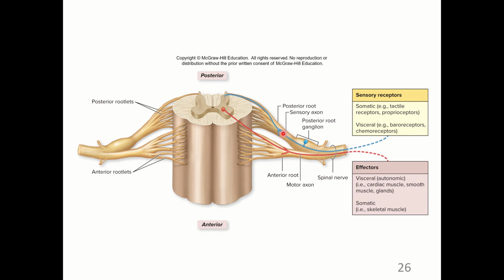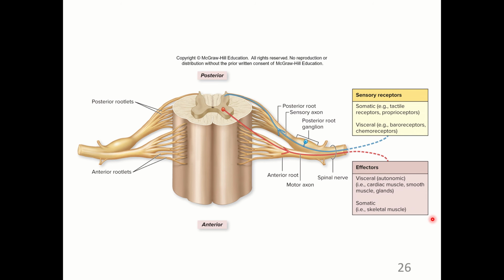Here are the roots, and they actually have little rootlets as well. This reminds me of roots of a tree. The spinal nerve occurs when the roots join together. This reminds me of the trunk of a tree. So we see that the spinal nerve is mixed. It has both sensory receptors coming towards the spinal cord, and then it has motor effectors that are going towards the muscles.